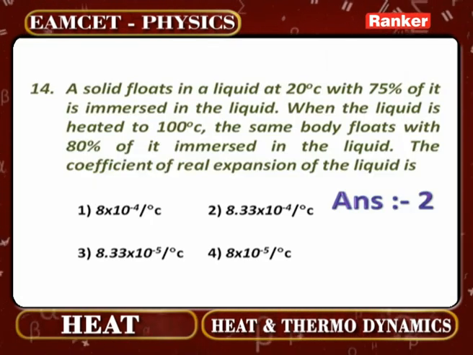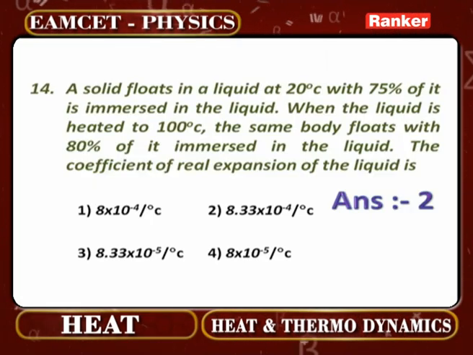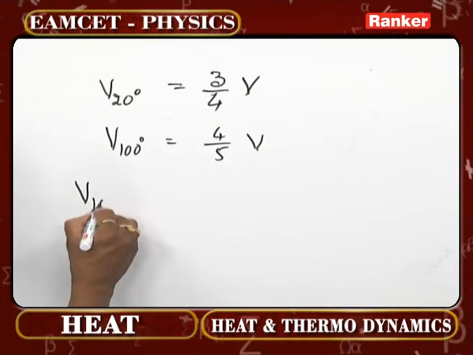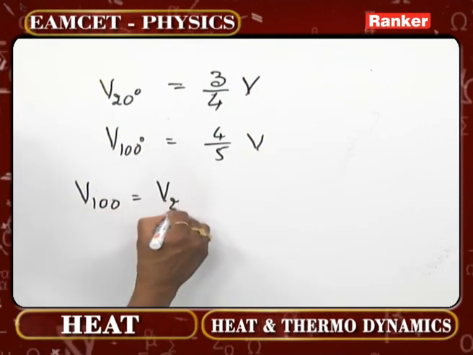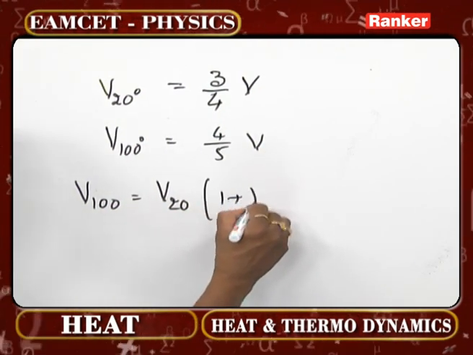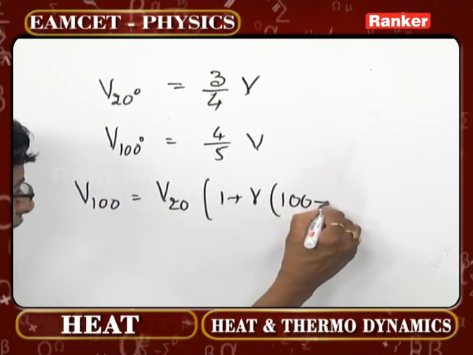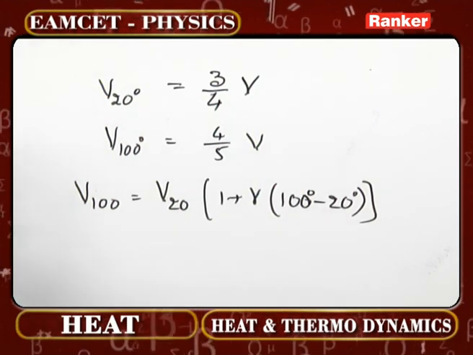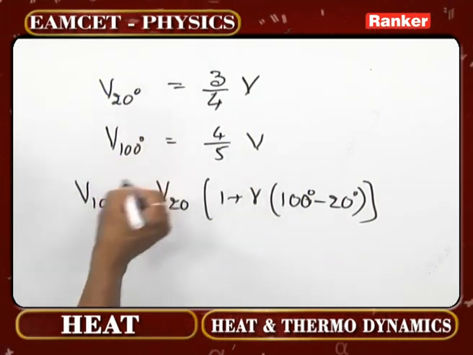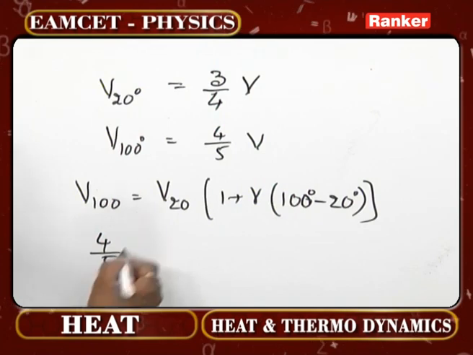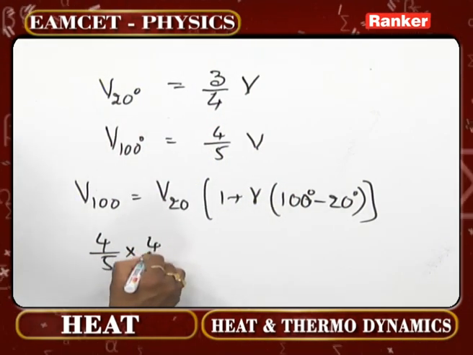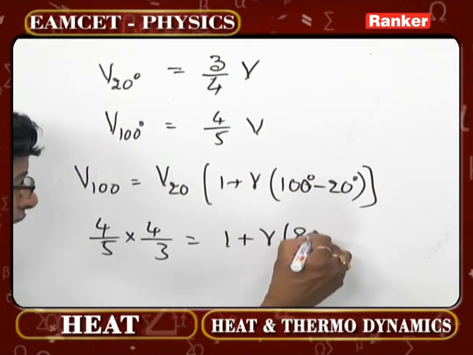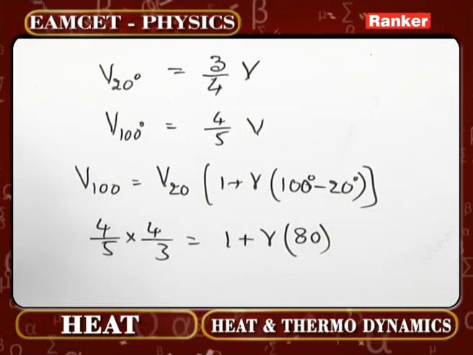What is the question asked? The coefficient of real expansion of the liquid is how much? That is the concept. In fact, we know V at 100 is equal to V at 20 into 1 plus gamma into 100 minus 20. That is the temperature variation we used to write. Now what is V at 100? We know that is 4/5 by 3/4. That means 4/3 is equal to 1 plus gamma into 80. That is the equation we are having.